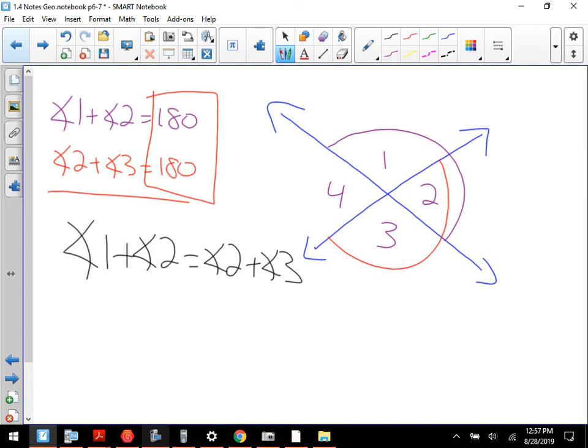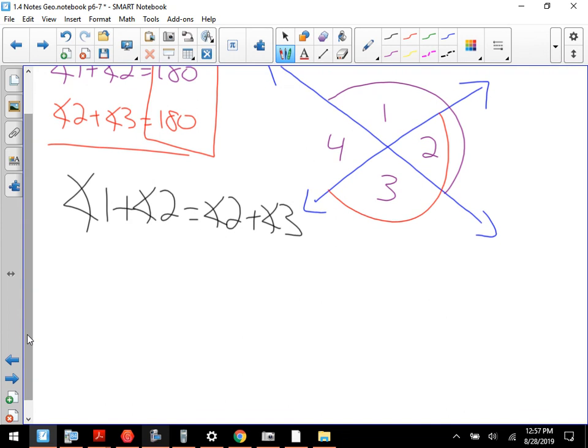Think of it in terms of variables. What's the same on both sides of the equation? Angle 2. So if I wanted to move an angle 2, what would I do? Subtract it. Very good. So I subtract an angle 2. And I apologize when we're doing algebra with a lot of the symbols here. You're left with angle 1 equaling angle 3.